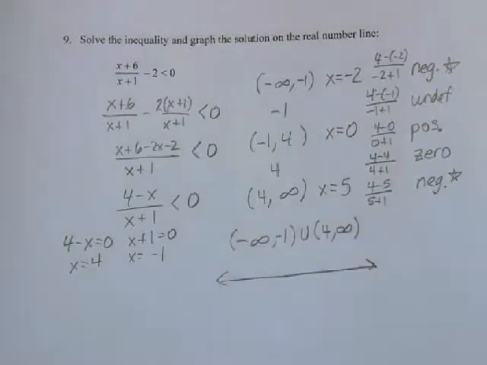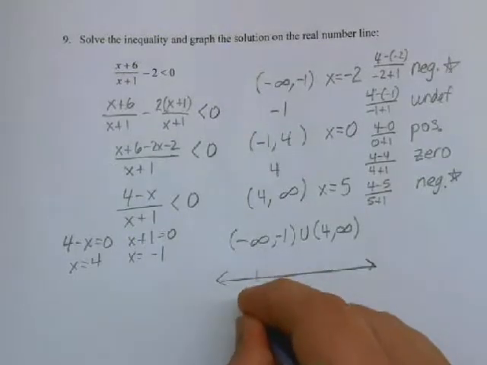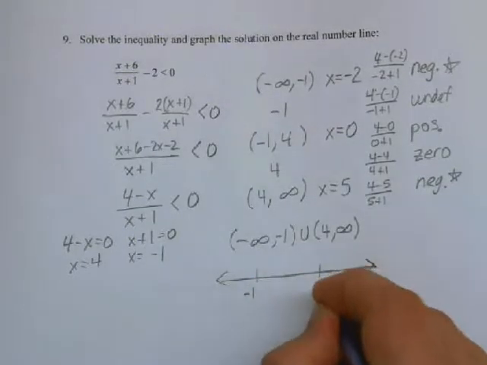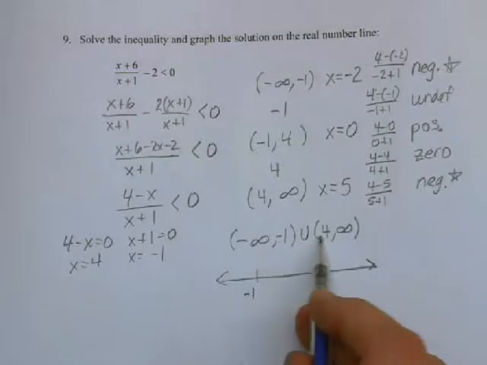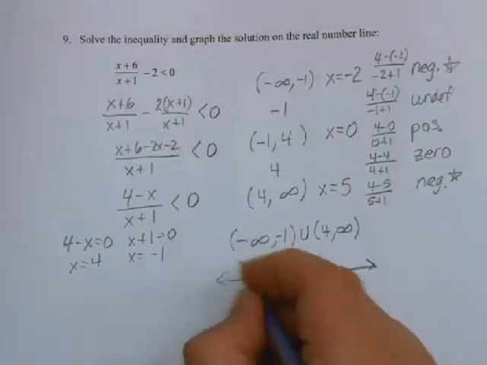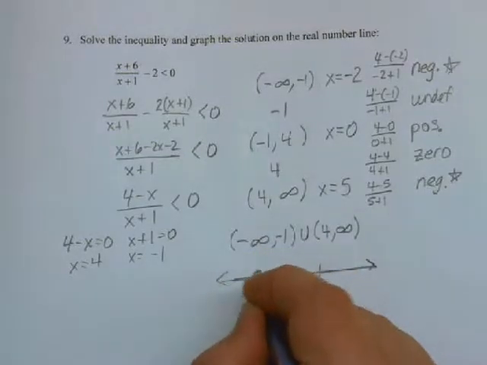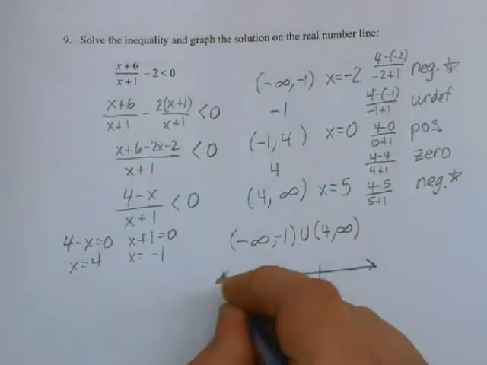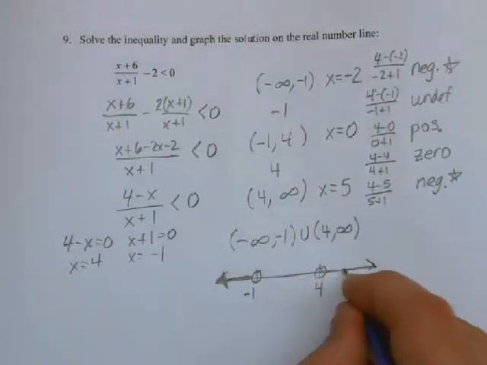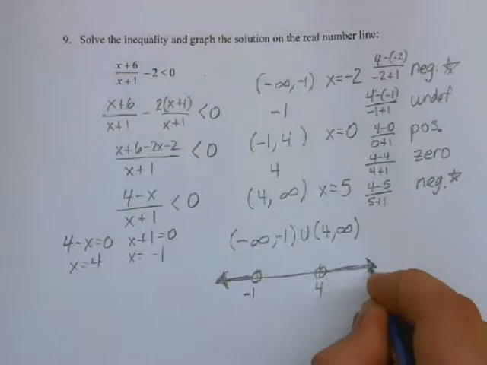Sorry, that's supposed to be negative 1. Since the boundary numbers are not in the interval, we'll put open circles. We'll shade to the left from negative 1 and shade to the right from positive 4.